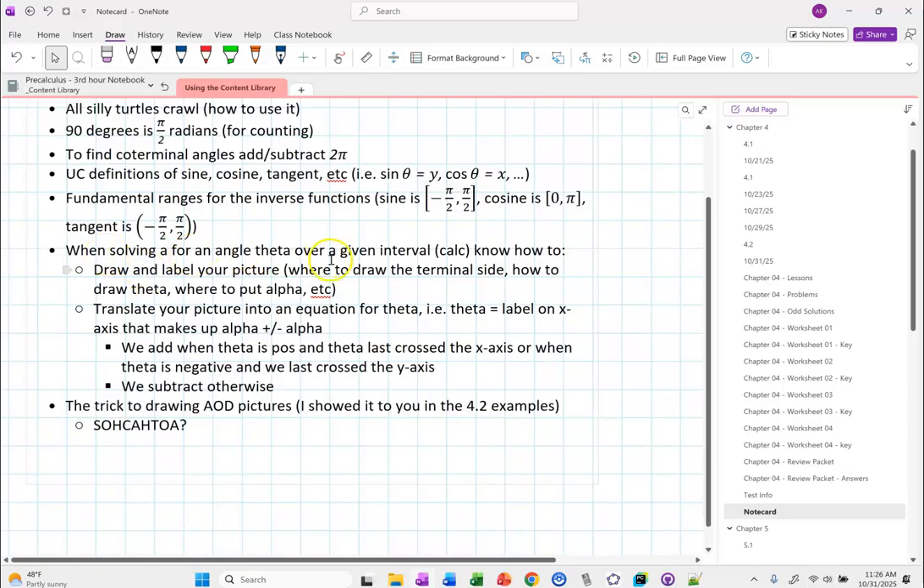When solving for an angle theta over a given interval, know how to draw and label your picture, where to put the terminal side, how to draw theta, where to put alpha. Translate your picture into an equation for theta, i.e. label on the x-axis that makes up x plus or minus alpha. I should probably say x here.